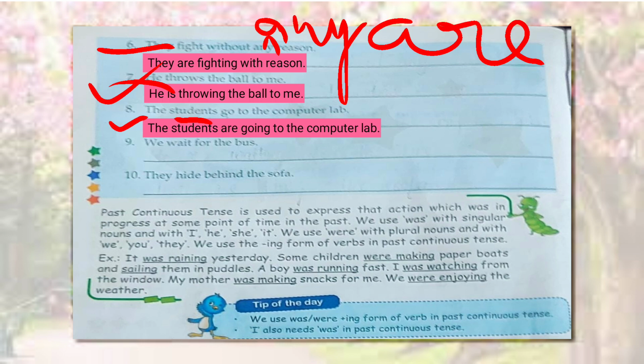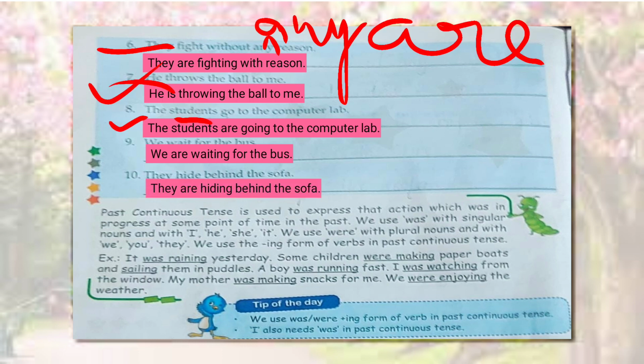We wait for the bus. With we use are, so we are waiting for the bus. They, with they we will use are. Alright. So they are hiding behind the sofa. Alright. So I'm moving to the next one, past continuous tense.